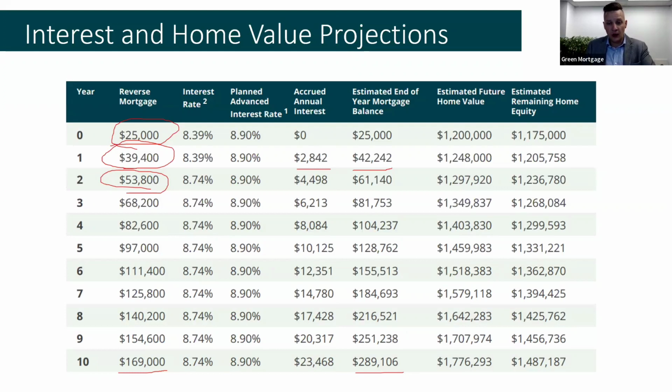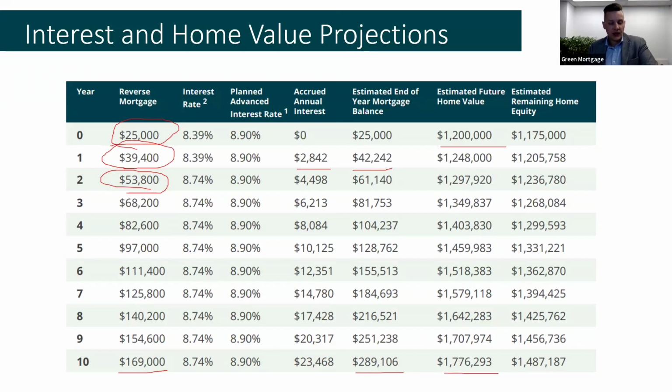Now, that being said, in general, home values tend to increase in value, and you can use a number of different calculations. In this calculation, they're using a 4% annual appreciation. I might use an annual appreciation of 3%, so maybe a little bit more conservative than what they used in their example. However, the home value would go from $1.2 million up to $1.76 million.